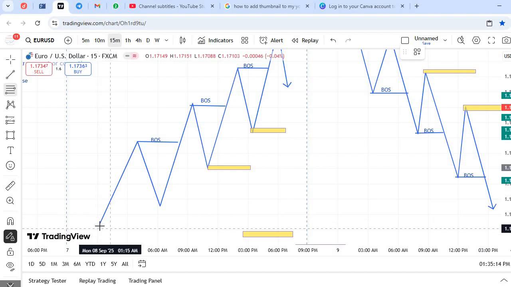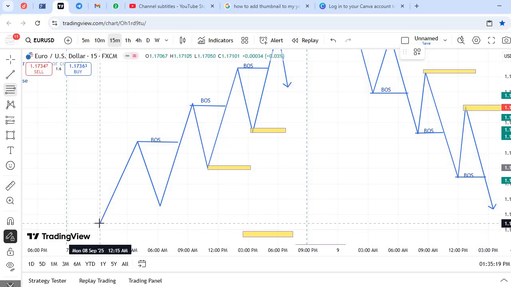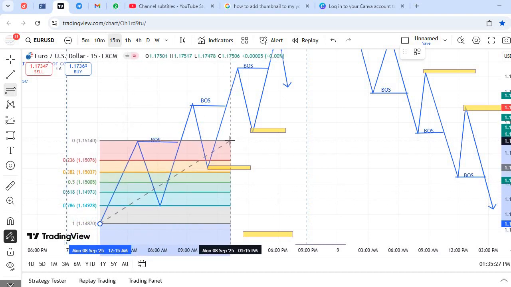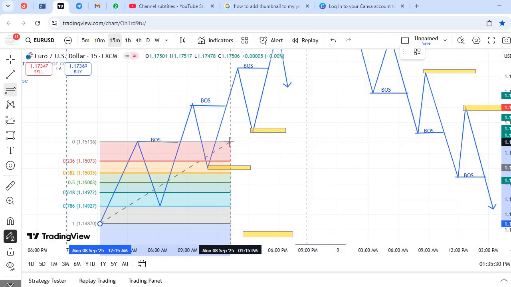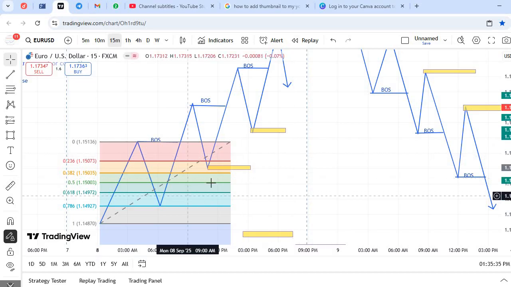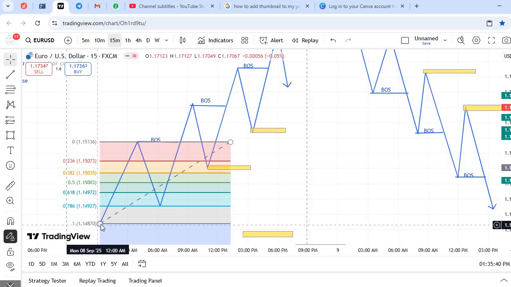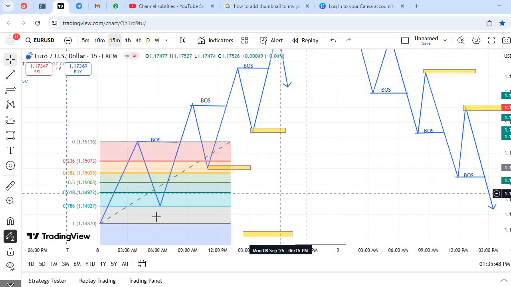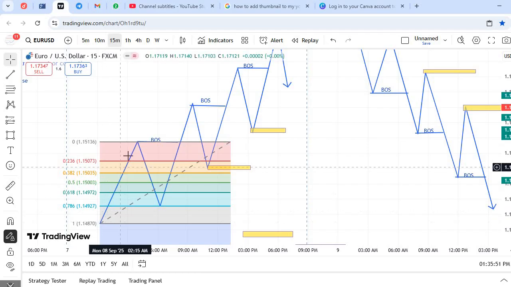Then the number two rule says that you draw from left to right. You draw this way. Can you see? That is the number two. Understand? Then the number three rule says that you start from the last low to the recent high. That is an uptrend. So in an uptrend, you start from the last low to the recent high.